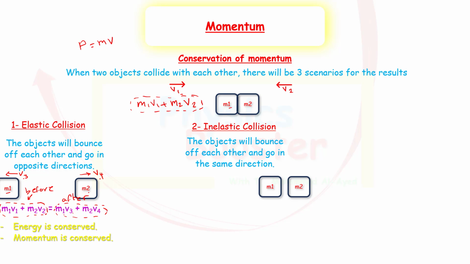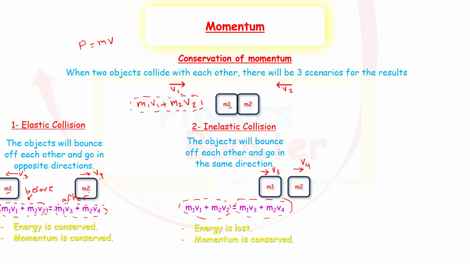Now, this means that this object will also have a velocity, let's call it v3, and this object will have a velocity, let's call it v4. We can say that momentum is also conserved. This is the momentum before the collision. We already introduced it, it's up here. It's equal to the momentum after the collision. So we can also say that momentum is conserved again, but here there will be some energy losses.